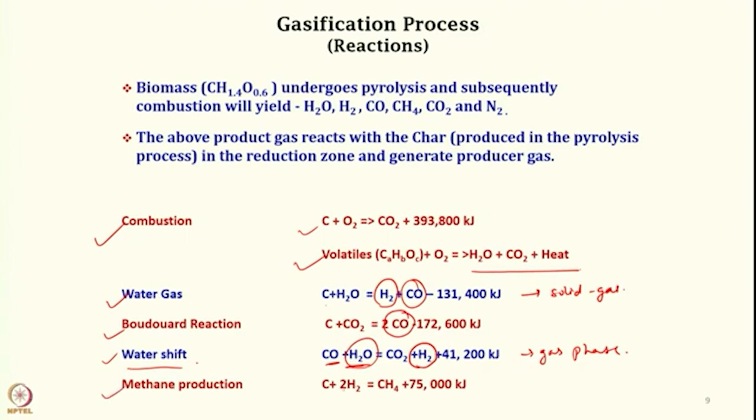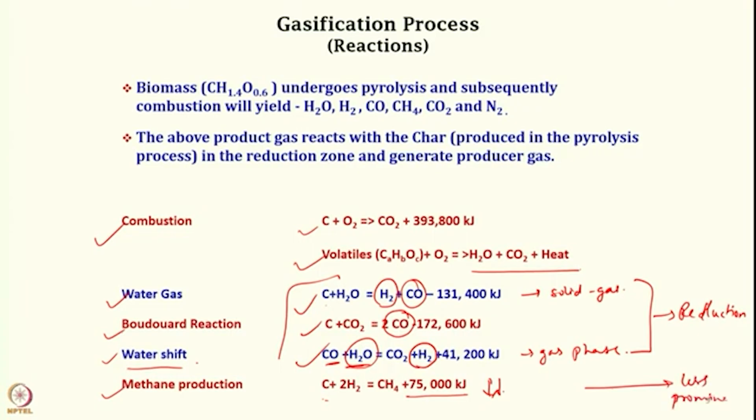And then we have methane production, and this is also slightly exothermic, but its occurrence is quite low compared to these 3 reactions. So, these 3 reactions that go in the reduction zone are prominent, and this is less prominent, and this volatile oxidation is more prominent, and this is less prominent. So, this is the overall chemistry of the gasification process.